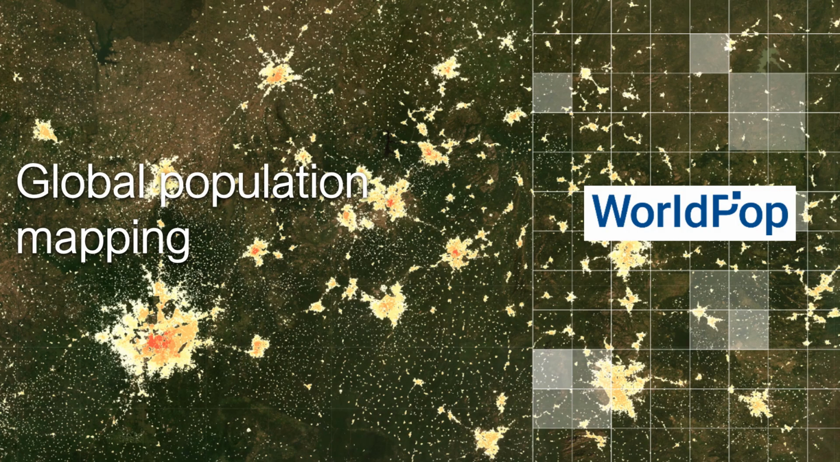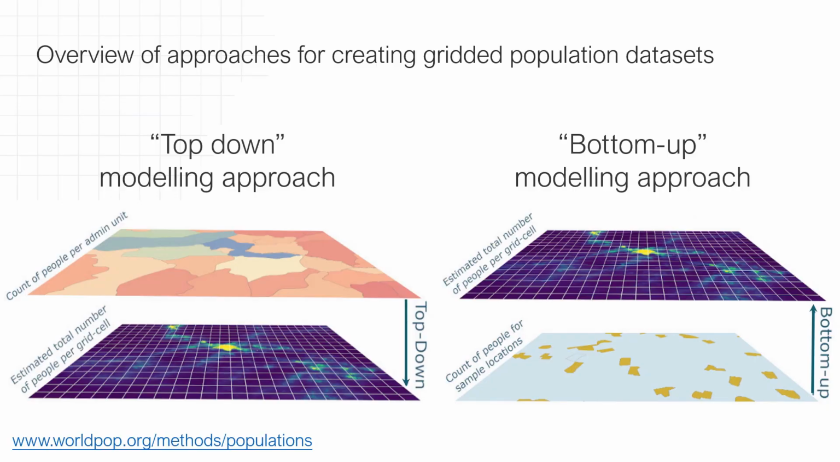So the first thing that we've been doing in WorldPop for many years is trying to work out ways to produce a kind of consistent gridded data set of population across the entire world. So I'll start with the global population mapping, and what you'll see is we do two broad types of modeling approach. Top down, where we have a count of people per administrative unit that covers an entire area of interest, and then we disaggregate to the grid square scale.